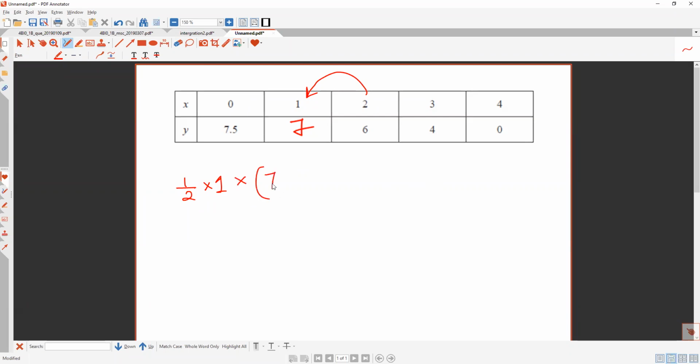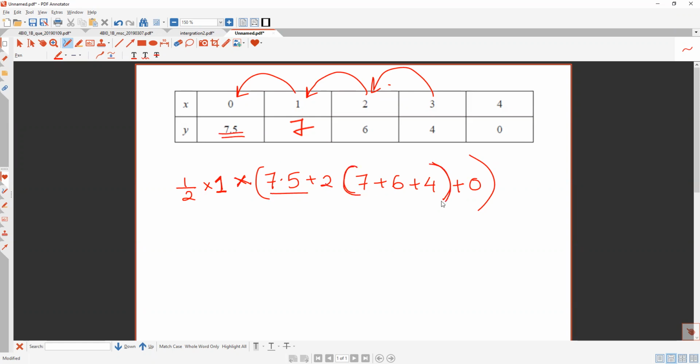Okay, your h is 1. Then the first value is 7.5, then 2 into all the rest of the values except the last value, plus the last value. This is how you do the trapezium rule. Again, half into h. If h is not given to you and the table is given, just subtract the first value from the second. That will always give you h. Half h is 1. Half h, open bracket, first value 7.5, plus 2 into all the values except for the last value, close the bracket, then the last value.